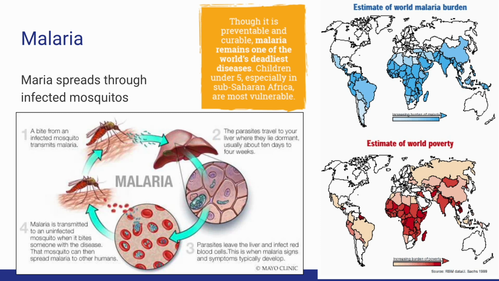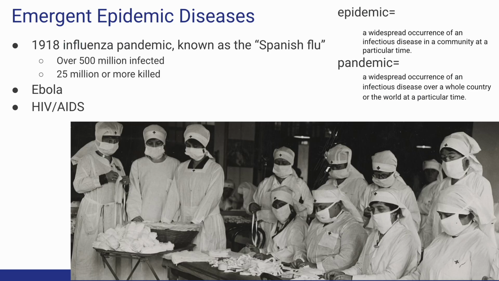So even though malaria is preventable and curable, it remains one of the world's deadliest diseases, and children under 5, especially in sub-Saharan Africa, are most vulnerable. Pictured here on the map, on the top is the estimate of world malaria burden, where you're going to find a lot of cases of malaria, and on the bottom is to show you the correlation of data in how it's associated with high rates of poverty.